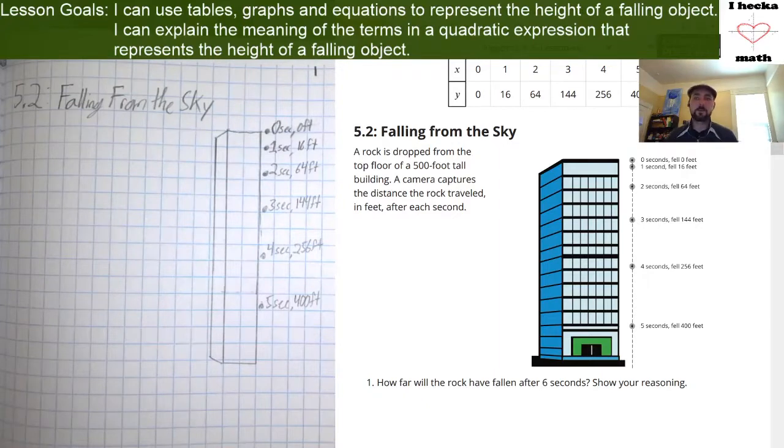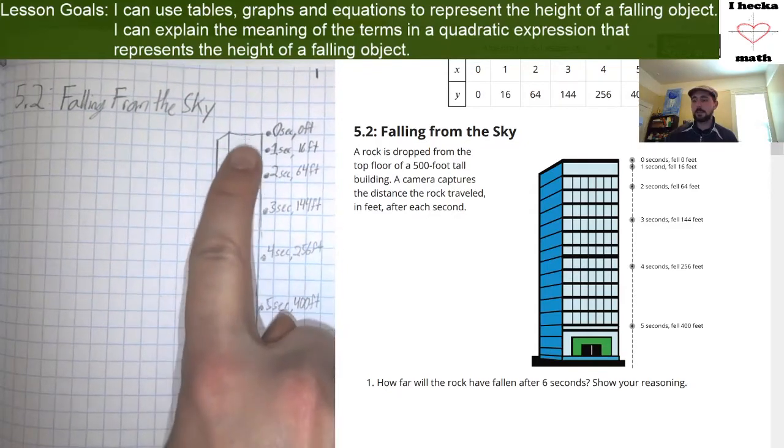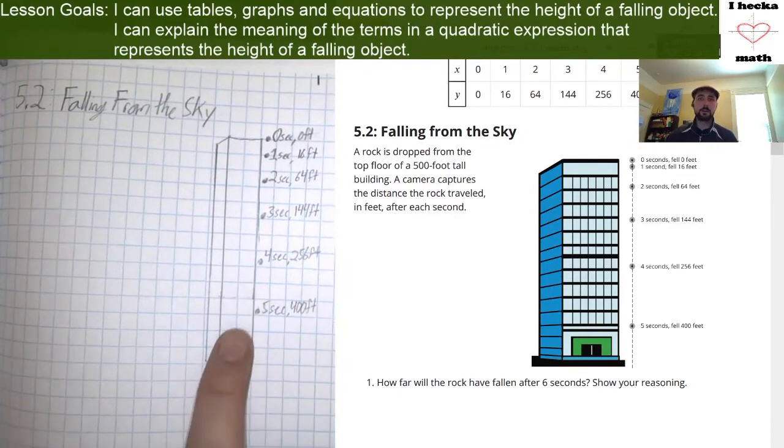A rock is dropped from the top floor of a 500-foot tall building. A camera captures the distance the rock traveled in feet after each second. And I see over on the side, they've got a picture of a building. I've copied a picture of a building into my notebook as well.